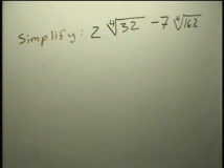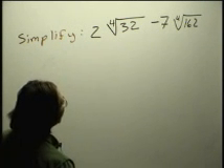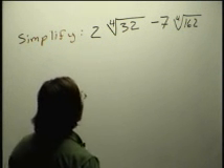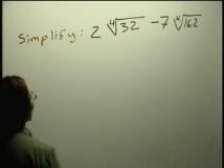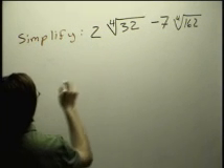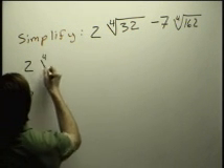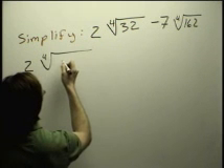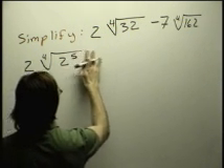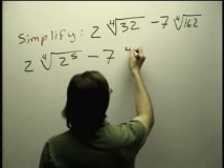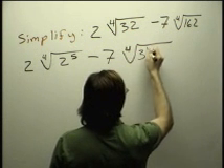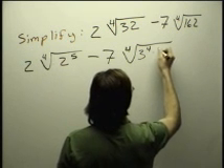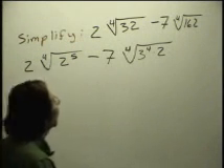This is also true when the index is higher. We have 2 times the 4th root of 32 minus 7 times the 4th root of 162. Again, it doesn't look like they can be combined, but we need to simplify these radicals to tell. Well, let's do them all at once. 32 is 2 to the 5th power, and 162 is 3 to the 4th power times 2.